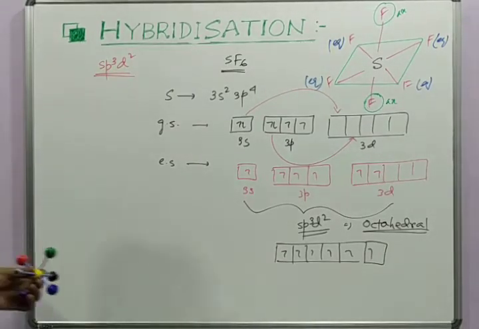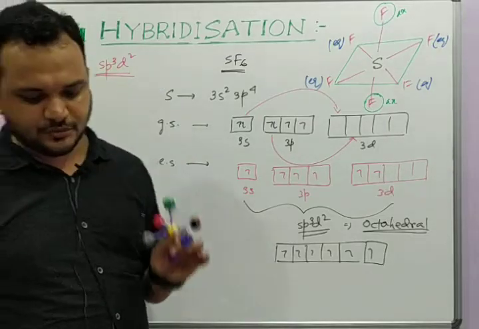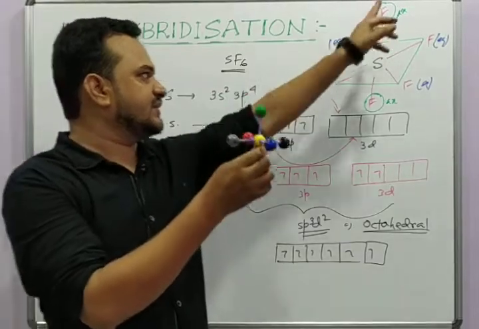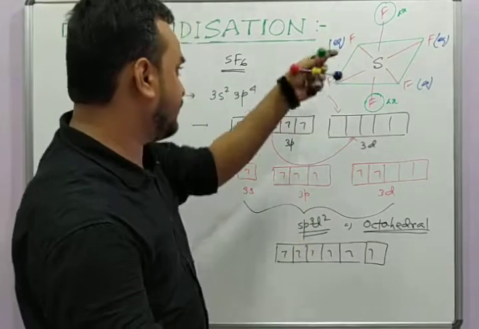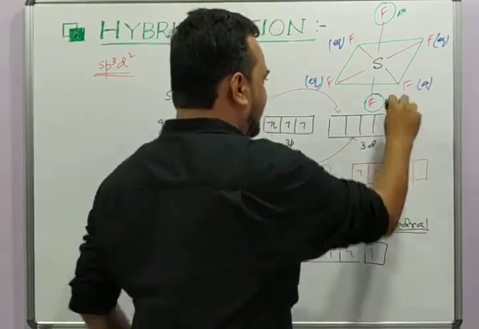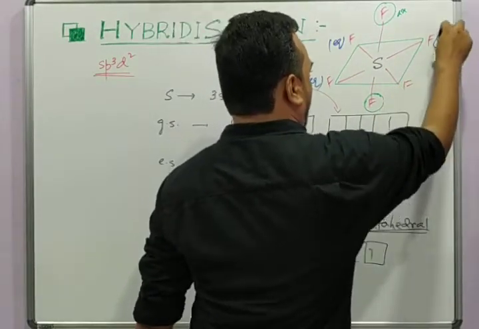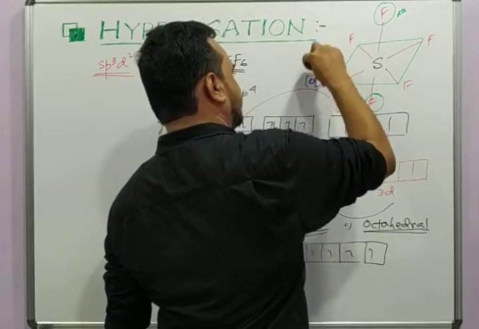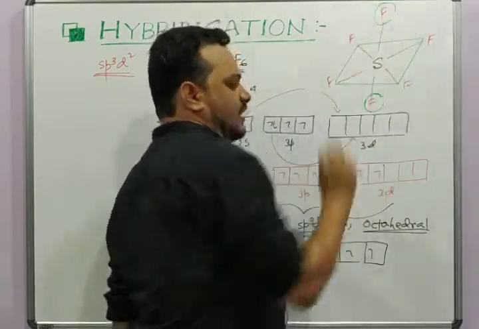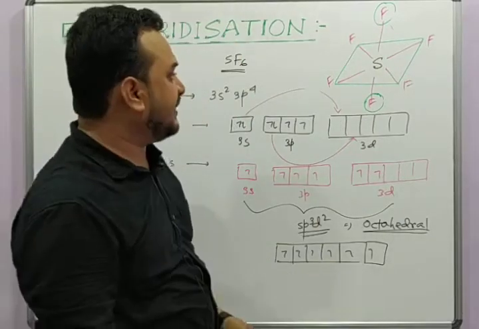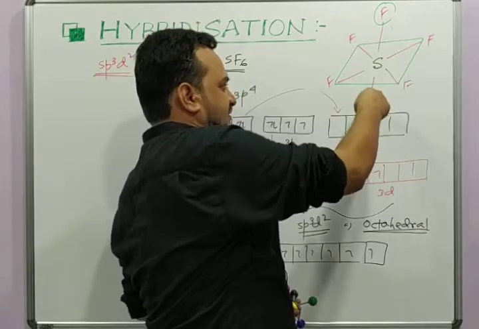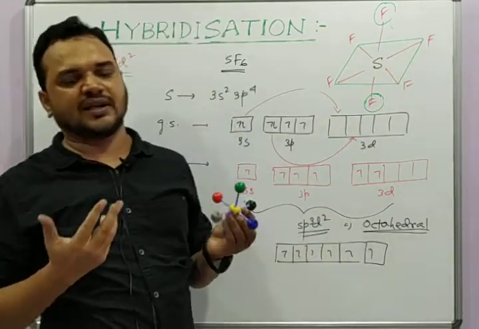Now another funny thing about this octahedral geometry is there are six vertices, right? You can see there are six vertices. So first get it clear that there is no axial or equatorial thing in octahedral geometry. All these six positions are equivalent, unlike trigonal bipyramidal. Another thing is, in this octahedral geometry you can see there are six vertices, but the name is octahedral.